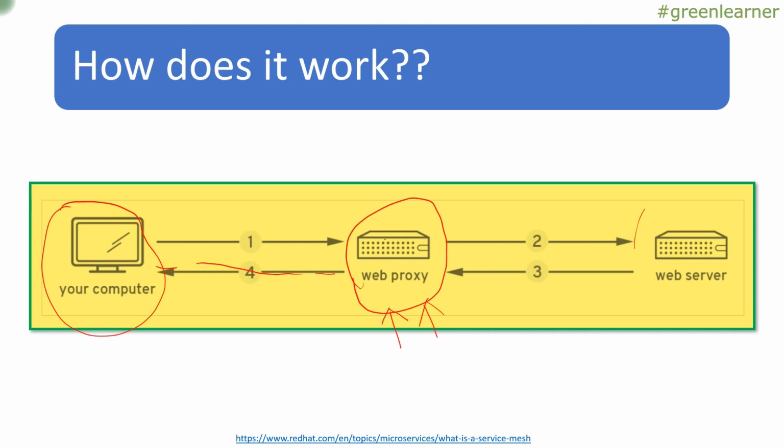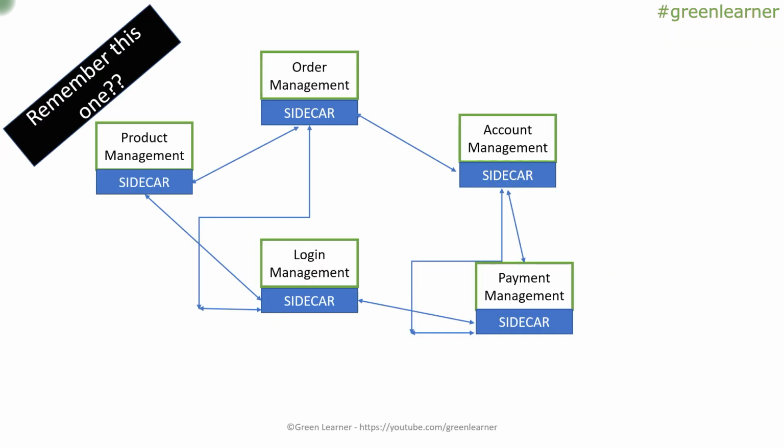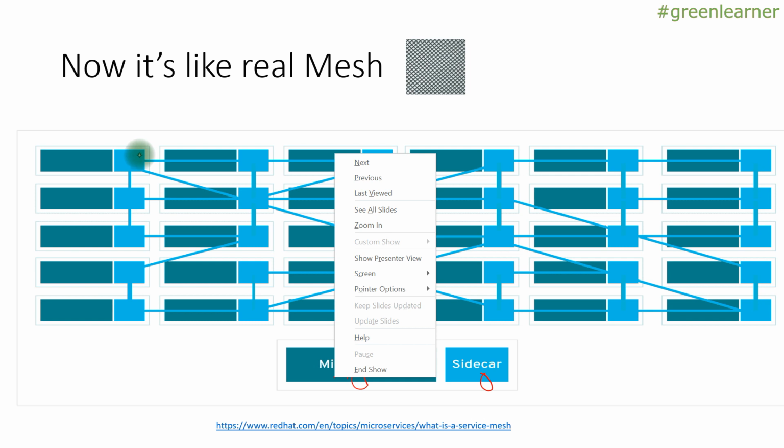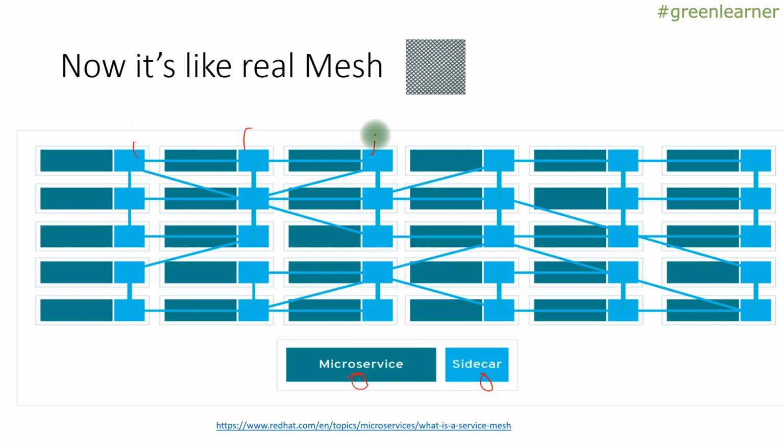In the same way, we are using these proxies in the service mesh layer. Remember this one from the previous video when we were seeing the sidecar pattern? We were associating an individual sidecar with each service here, right? This is the same with the service mesh. See the next diagram. Now it's like a real mesh. Now we have the microservices and the sidecars. All the communication among these microservices is happening through these sidecars that you see here. I think the picture is clear on how it looks in real time.